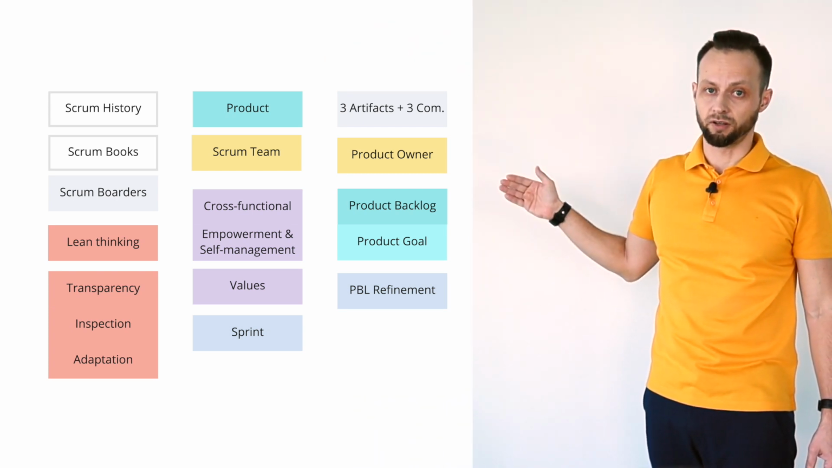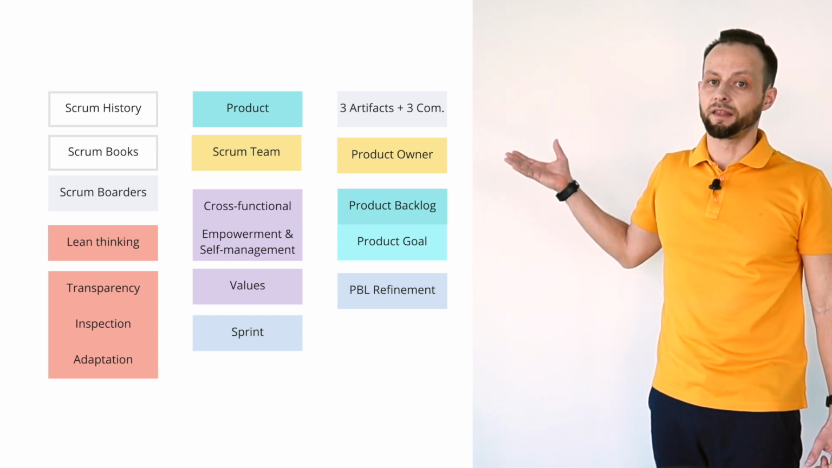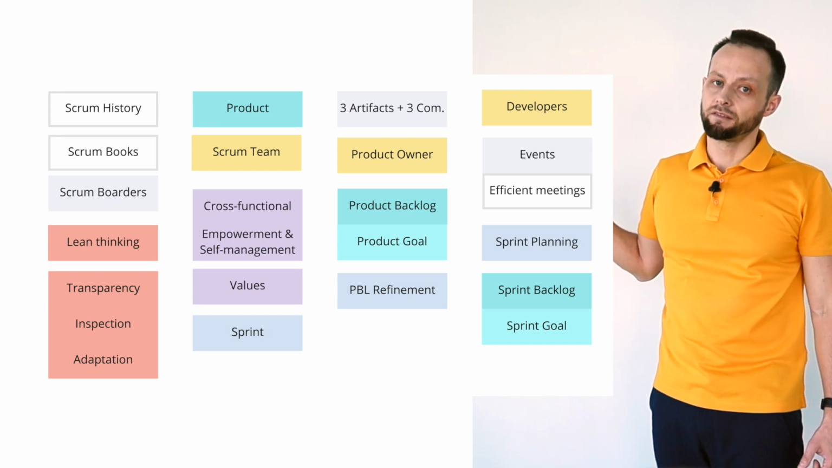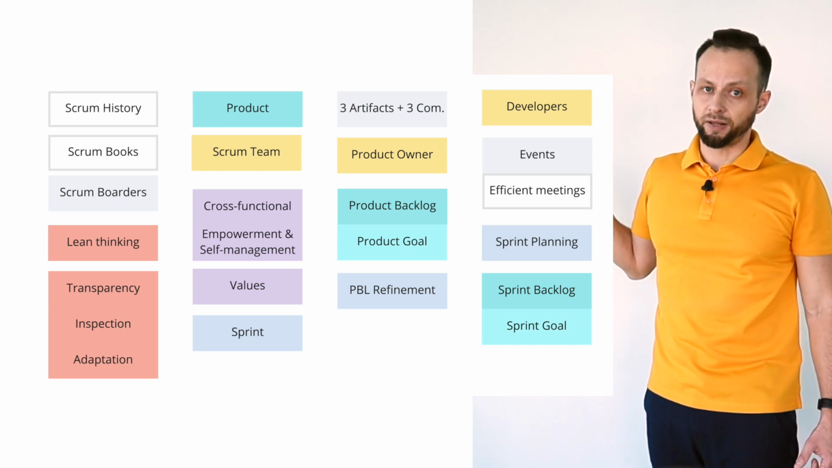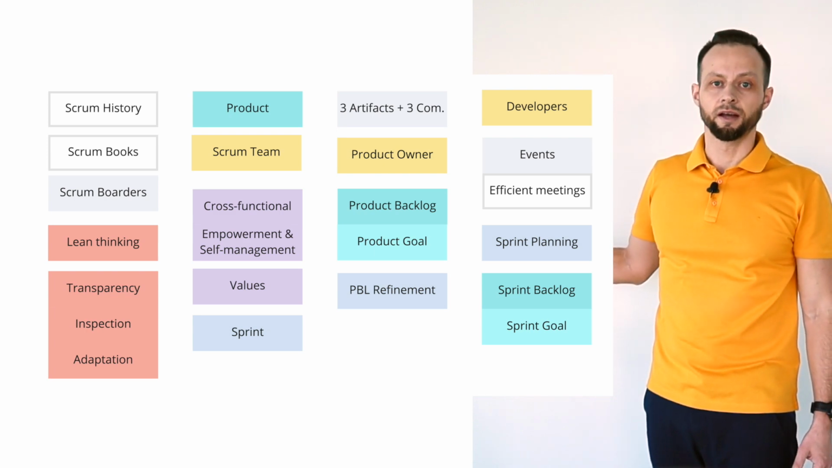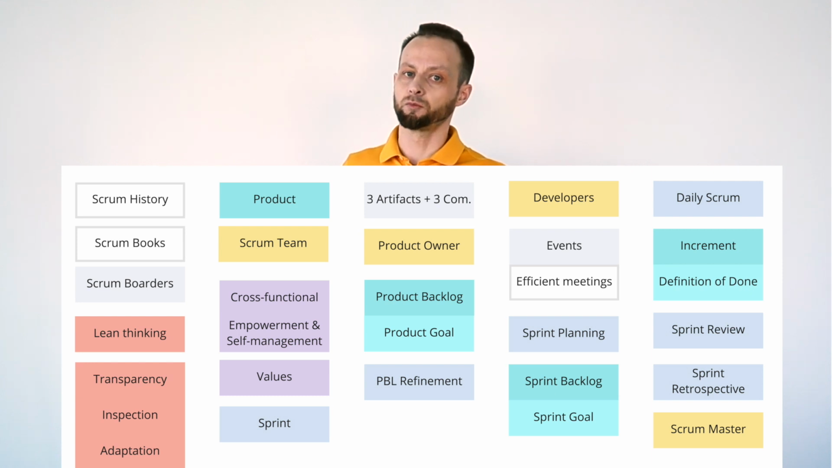commitments in general, the product owner and the product backlog with the product goal, and the activity of product backlog refinement, the developers, the events in general, the sprint planning event, the sprint backlog with the sprint goal commitment, the daily Scrum events, the increment of product functionality with the definition of done as a commitment on quality, and the sprint review event, the sprint retrospective event, and finally the Scrum Master accountability.